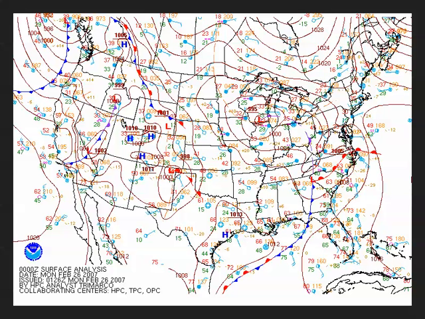So the moral of the story here is that you can't automatically connect veering winds in the boundary layer to warm advection. Sometimes the connection is there, but sometimes it's not. You have to look at the big picture to really know for sure.